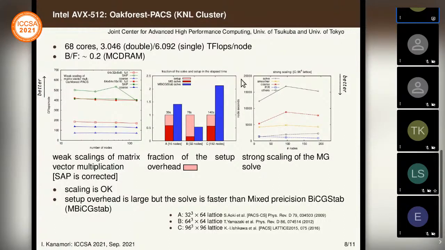The right panel is the strong scaling with some breakdown of the timings. For the ideal scaling, all lines should be horizontal. This red one is for the coarse grid solver, yellow is for the smoother, and the blue is prolongation and restriction. I would say not ideal, but the scaling is reasonably good. And we use three different test data sets that are listed here for the benchmarking.